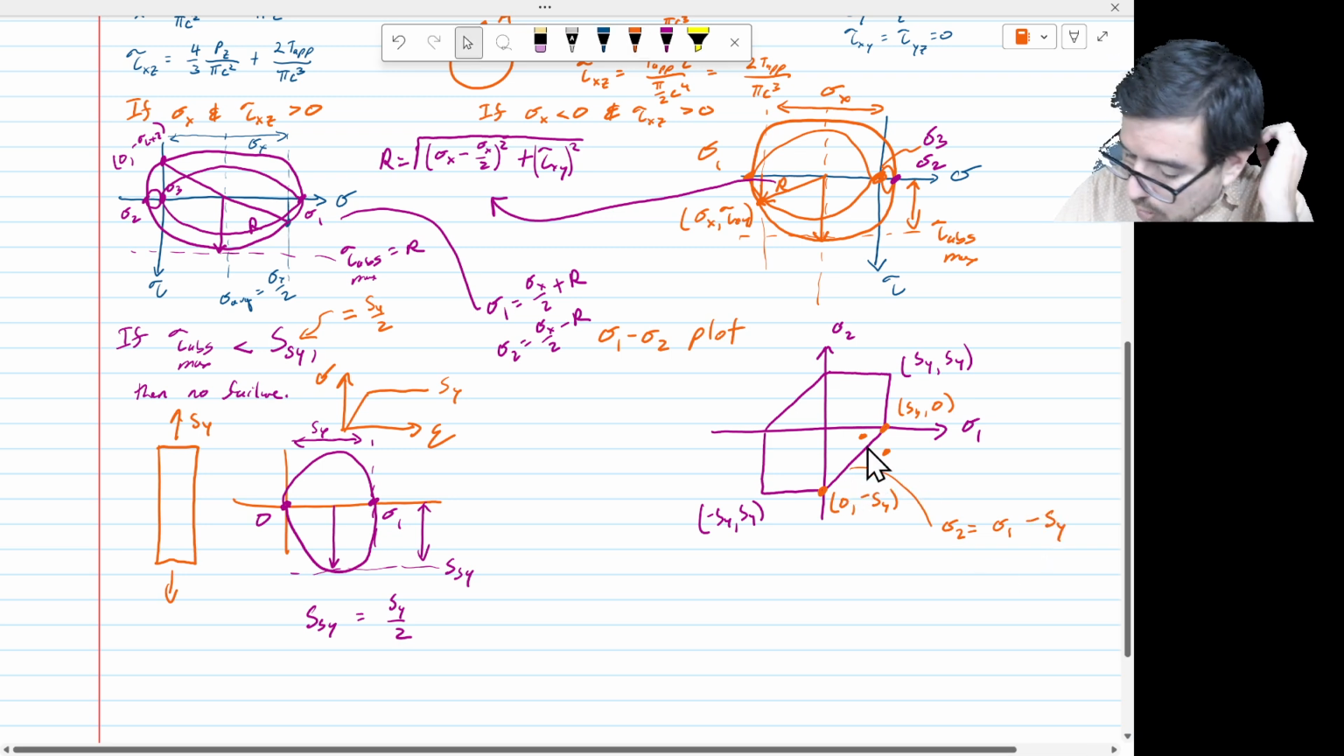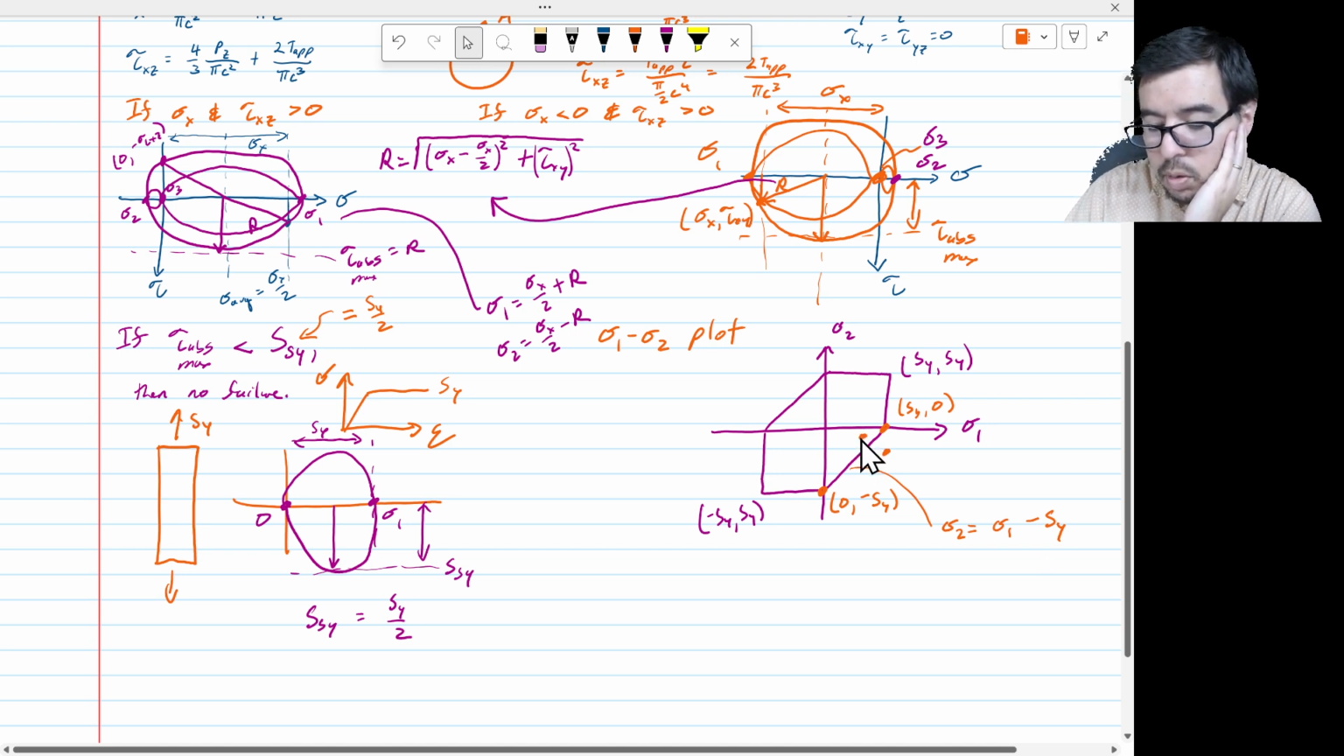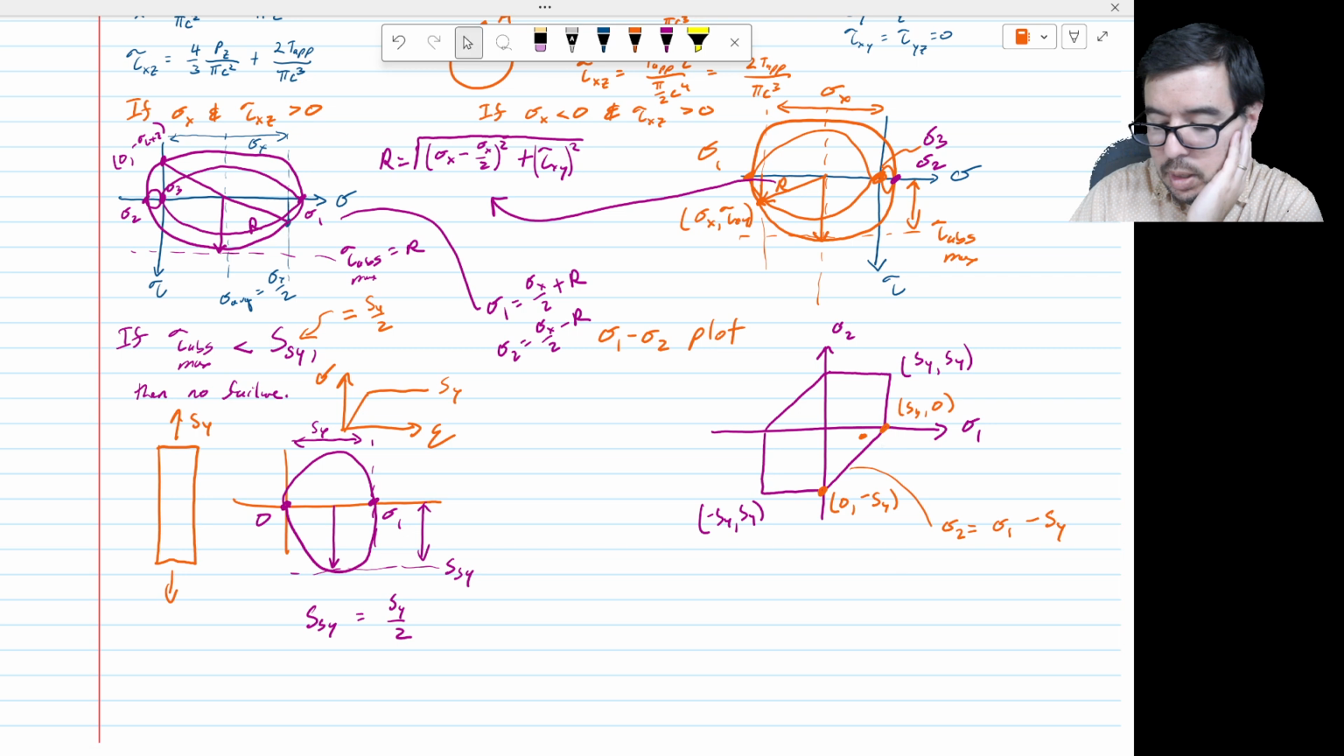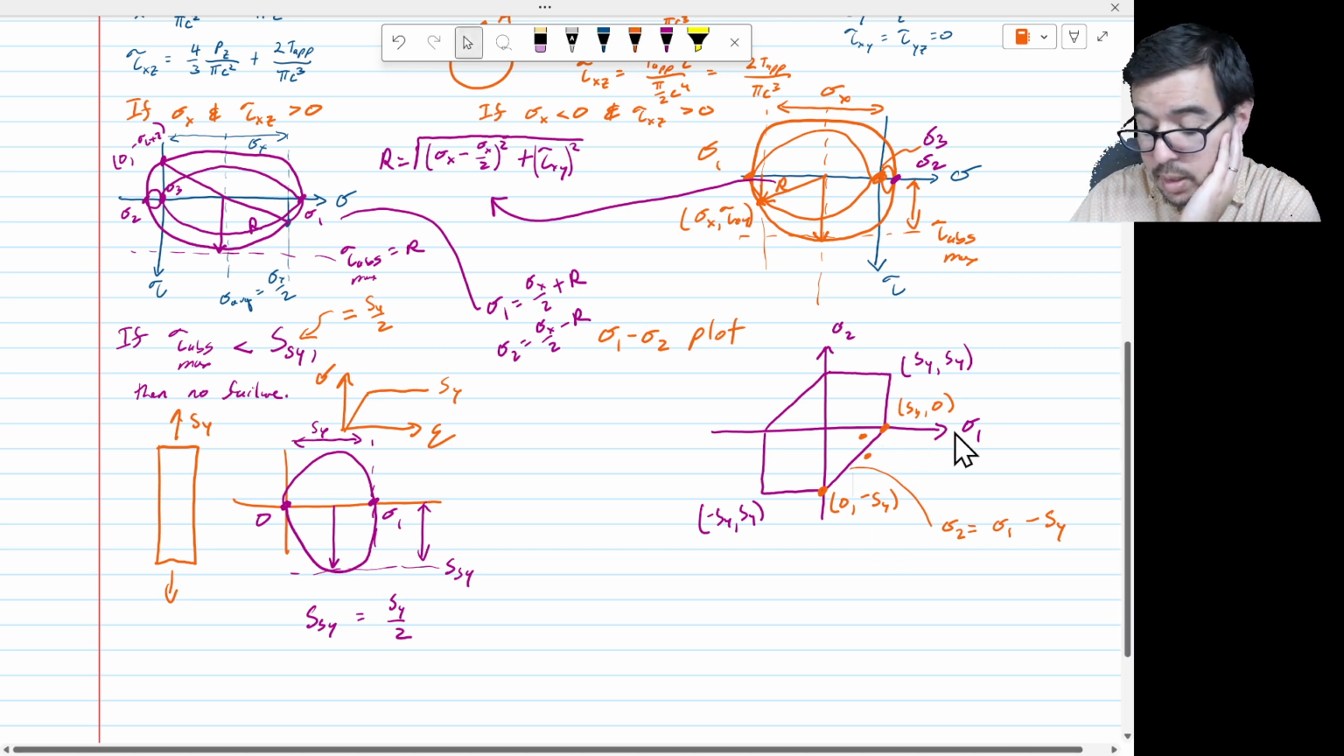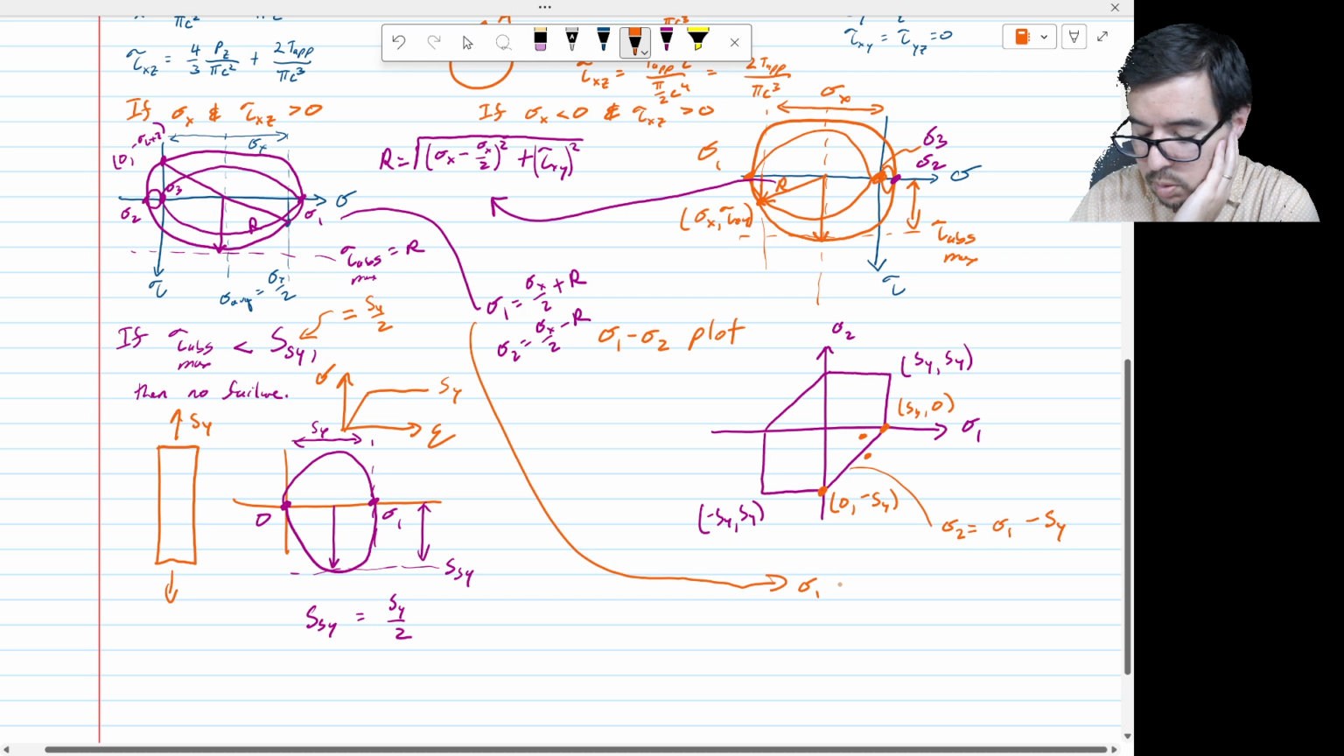So I have to essentially test the value of my stress and see if I'm above or below the line. How do I do that? For a given sigma 1, how do I figure out sigma 1? I take sigma 1 from over here, equal to sigma x over 2 plus r, and I plug it in here. I'll get sigma 2, which we can call sigma 2 yield. Then I compare the sigma 2 that I calculated to sigma 2 yield.